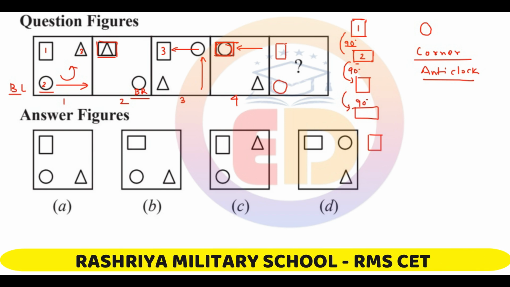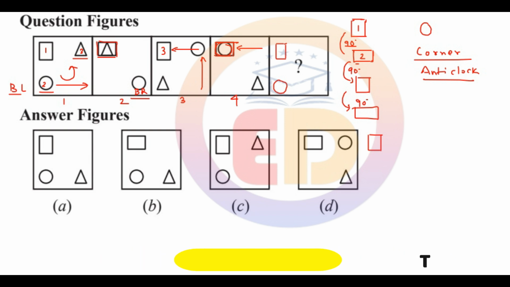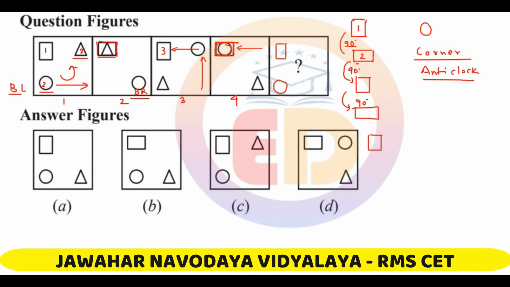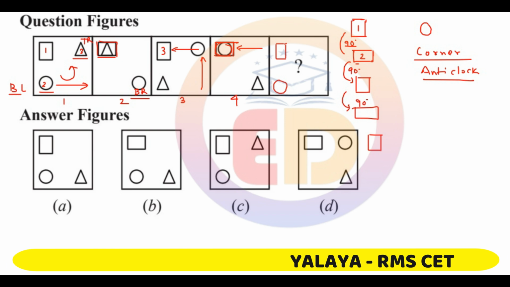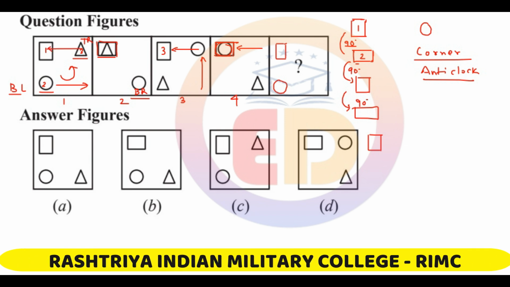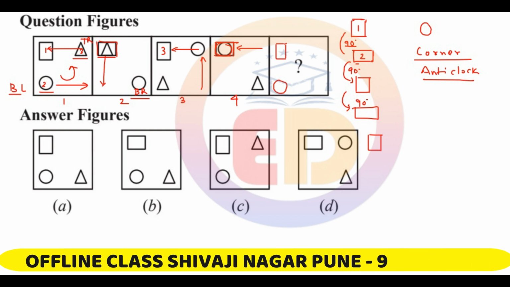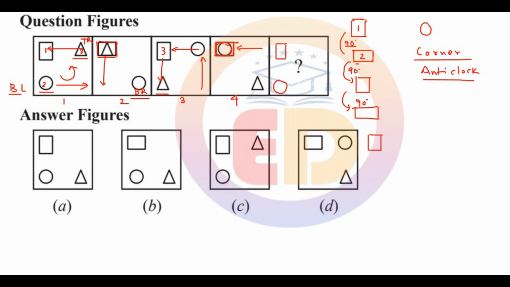Now let us analyze the triangle. Triangle right now is present at top right. In the second figure, from top right, it moved to top left. In the third shape, from top left, it will move to bottom left. And in the fourth shape, the triangle will move from bottom left to bottom right here. So in the answer figure, now it will again move to top right here. Answer will be option number C.